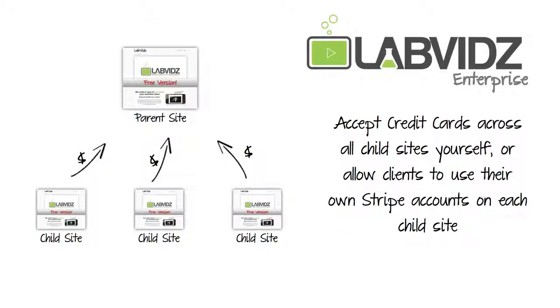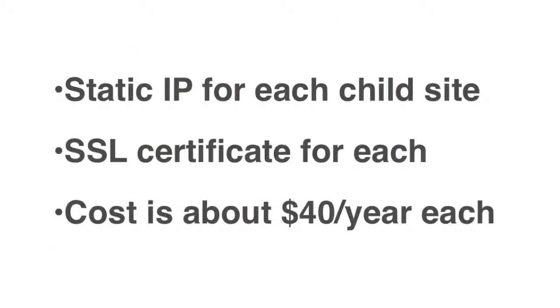Best of all, because LabVidz provides you the option of taking payments to access the content on each site via credit card, you can decide whether you want to have one account to collect funds across all the sites, or you can set it up so that each of your clients can take credit cards directly to their own account. Remember, each child site taking credit cards needs a static IP and an SSL certificate for trust authenticity and to be PCI compliant. But don't worry, the total cost of this is typically about $40 a year for both of them, and they only need to be set up one time.